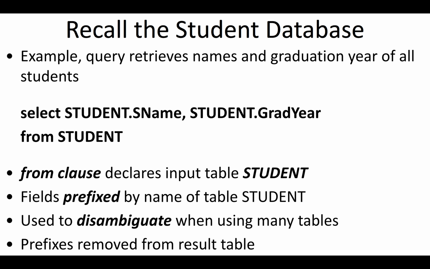But notice that I don't want all the fields, right? I want only the student name and the graduation year. I don't care about their major ID. I don't care about any other fields that might be there. That's right. I just want all the records.